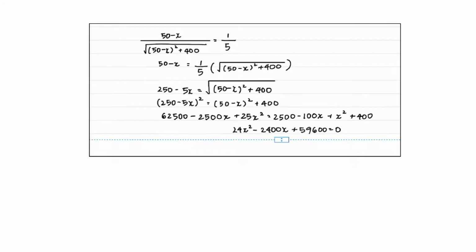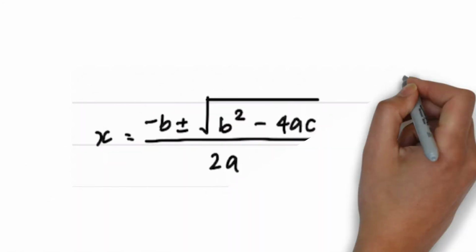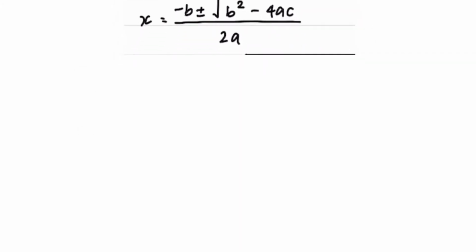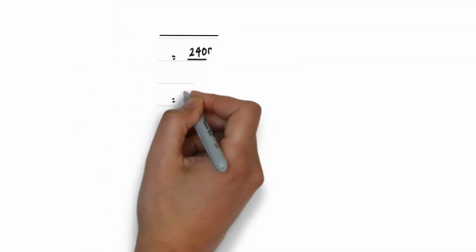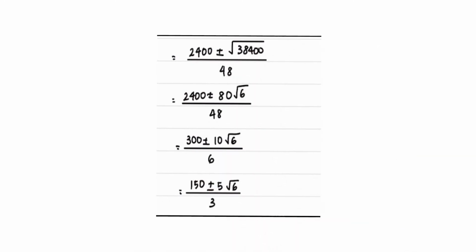Now, we will use the quadratic formula in order to obtain our critical points. Subbing in the values based on our previous results, we will get an answer of 150 plus minus 5 square root 6 over 3.